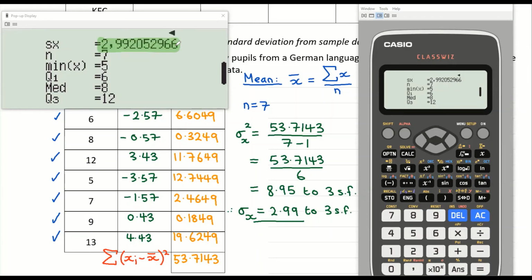So everything looks good. Obviously, the table is there for you to appreciate how to do this by hand. But if you have the ClassWiz, it's much, much easier. And that's all expected of you, really. You don't have to do everything by hand. As long as you understand what you're doing and you understand how to put the numbers into the calculator, that's all we need.